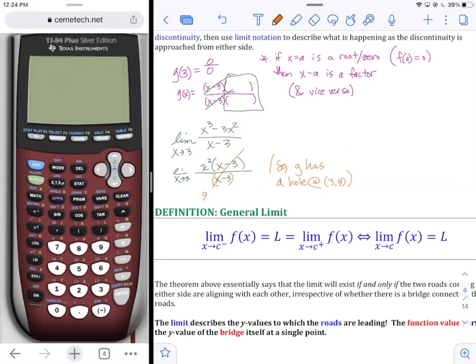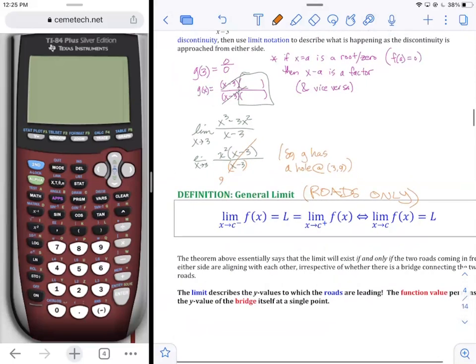And then it works the other way around. If we know that the general limit exists and is 9 in the case above, then we know that the roads are pointing at each other from both sides. Does this limit theorem tell us anything about whether or not the function value exists or whether or not we can drive across safely? No. This is just concerned with the limit, okay? Just with the roads. This is the roads only. Roads only.